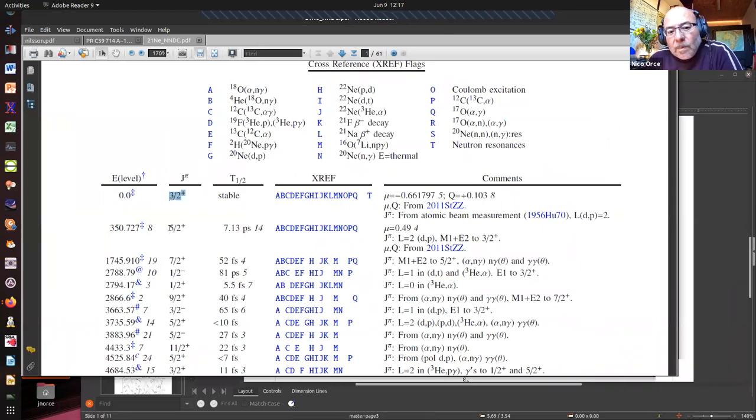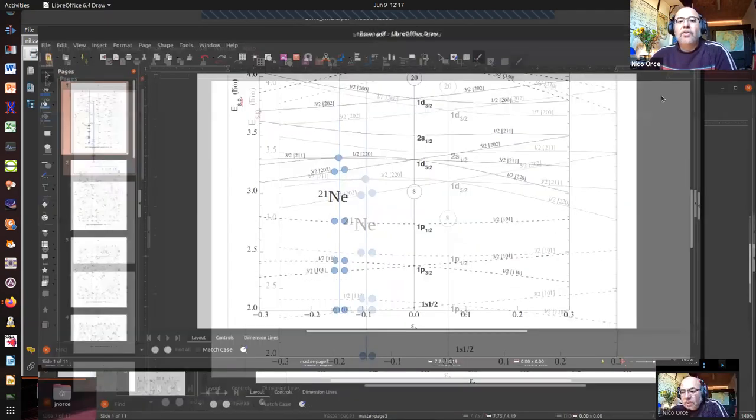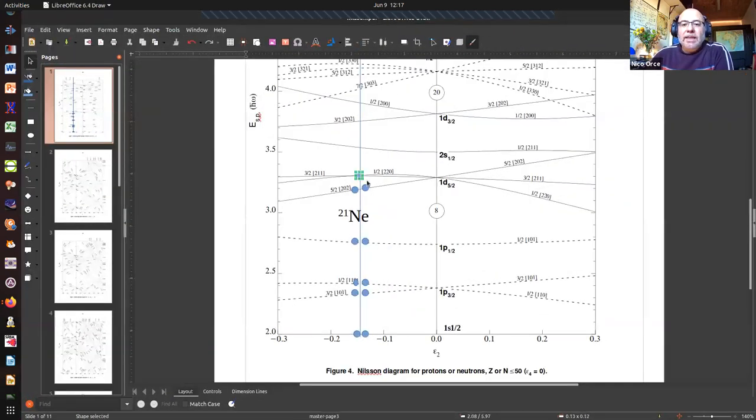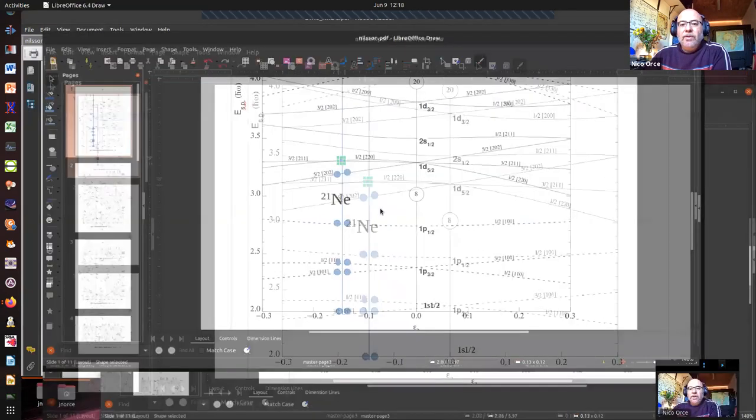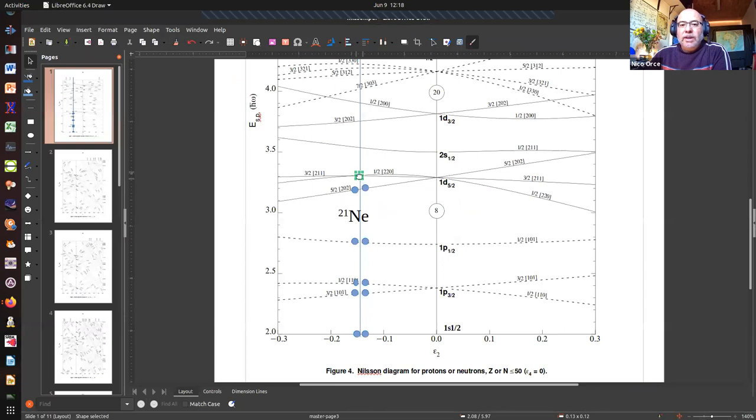However, it will be very difficult to explain the first excitation, right? The first excitation with such a little energy, it's only 350 keV. If you want this guy to be promoted there, you need to break a pair, which will need more energy to do so. So in this particular case, it was clear. The odd particle was here, a jump there. You have the ground state 3/2, and now the next excitation is 5/2, right?